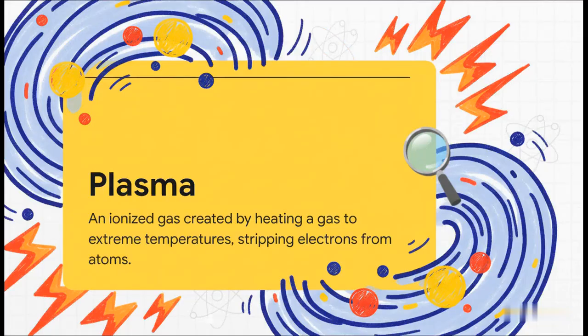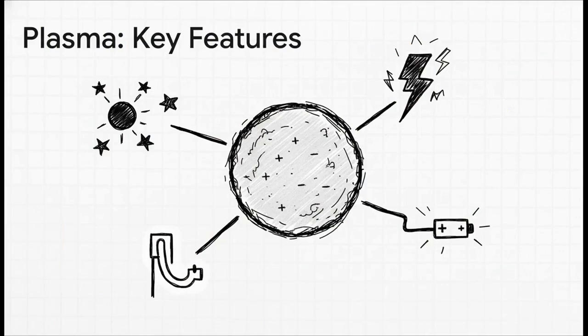So meet plasma. Here's how it works. If you take a gas and you just heat it up to insane temperatures, the energy becomes so intense that it literally starts ripping electrons right off the atoms. What you're left with is this superheated soup of positively charged ions and all these free-floating electrons. It's basically an electrically charged gas. And plasma is incredible because it's full of all these charged particles. It can conduct electricity.